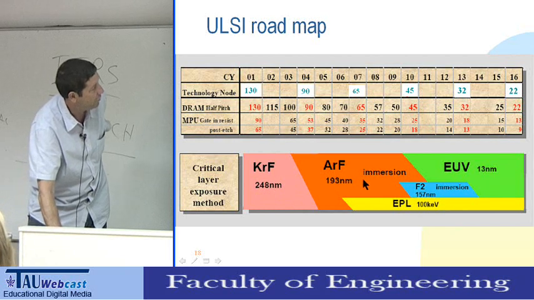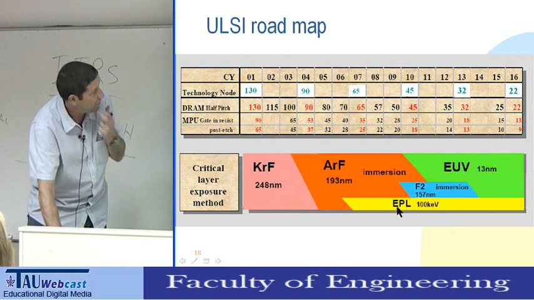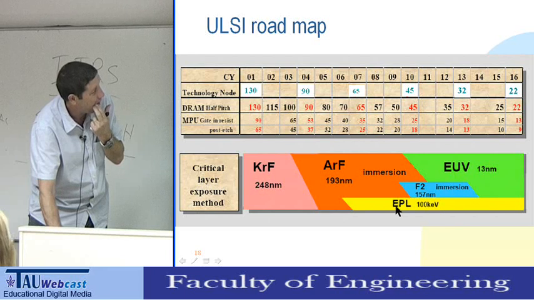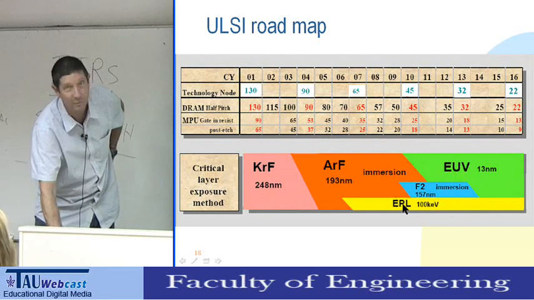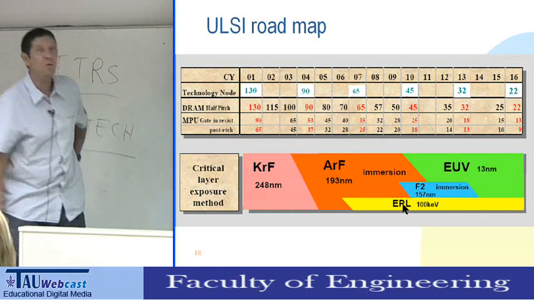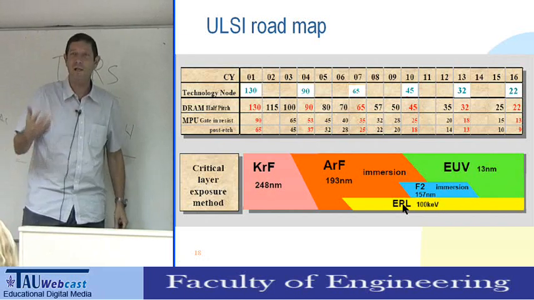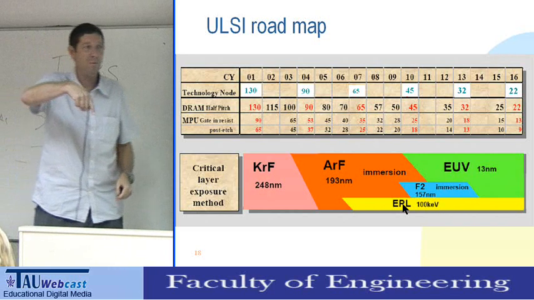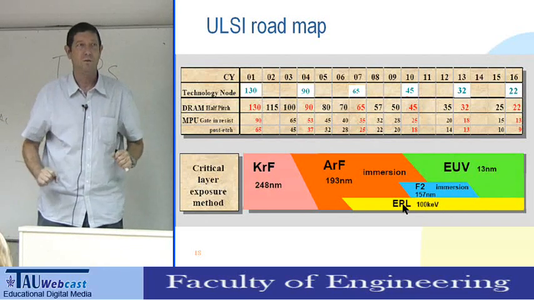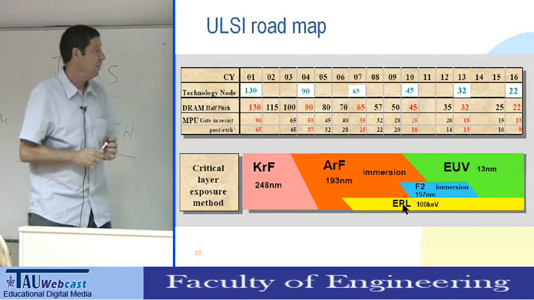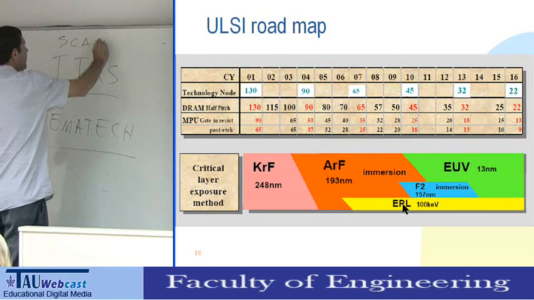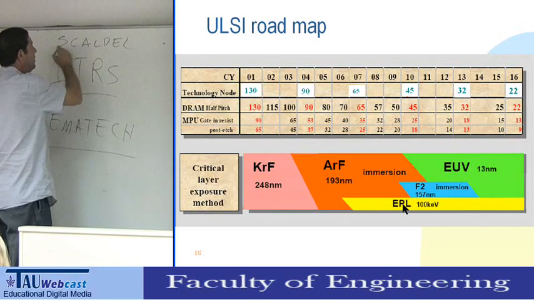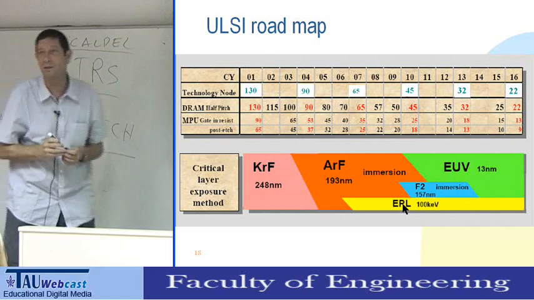Then it became argon fluoride with some work, and I will explain to you a little about EPL, electron projection lithography. Electron projection lithography is using electrons, but not a single beam, more like an image. This is an effort, a technology called SCALPEL, which I'm going to show you a little bit about. Very interesting technology, still under research.